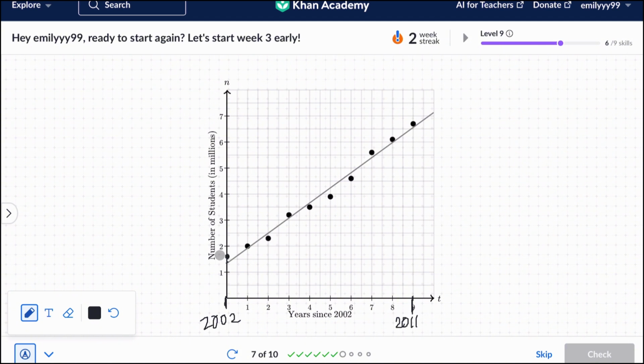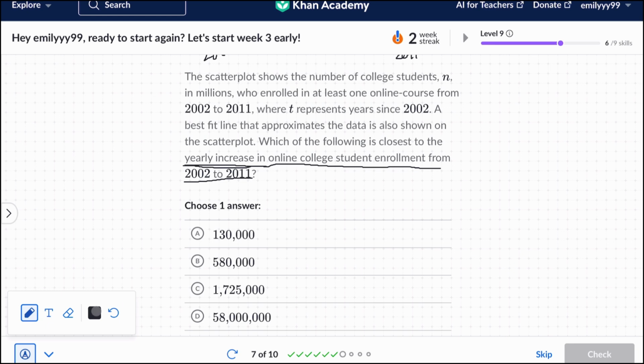So each year, like the average of each year, or the average of all the years of each year. 2003 had 2 million, so that's like a 0.5 million increase, 500K. And then let's see, the next year was another 0.5, so it seems like kind of 0.5 each time. 500K is definitely not A.